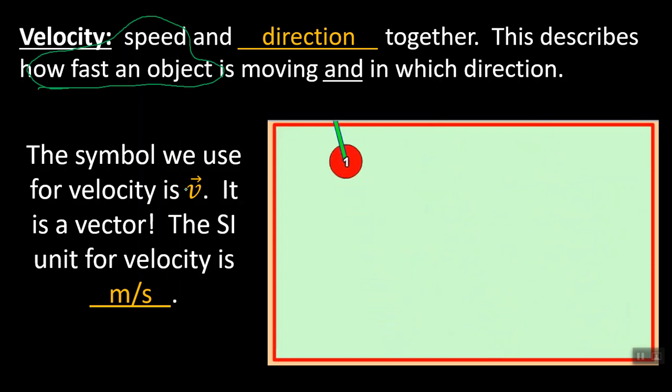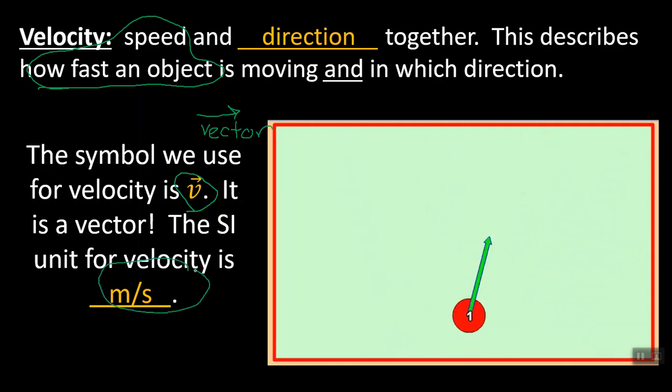The symbol for velocity that we are going to be using is a lowercase v with an arrow on top. This arrow on top reminds you that velocity is, in fact, a vector. And the SI unit for velocity is also going to be the meter per second.